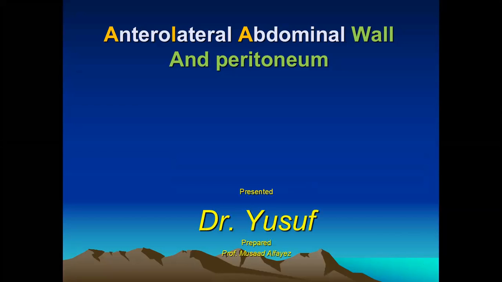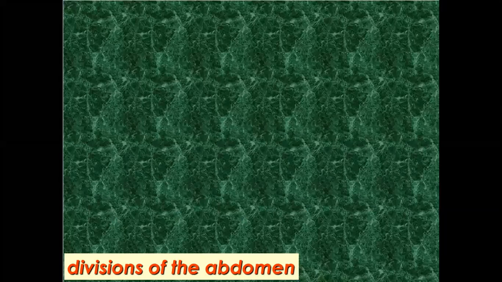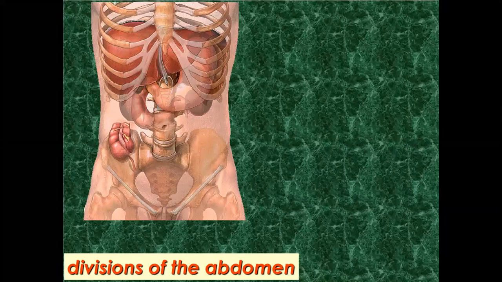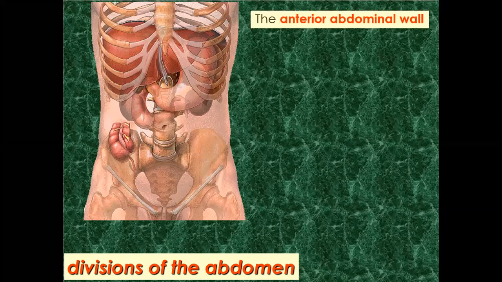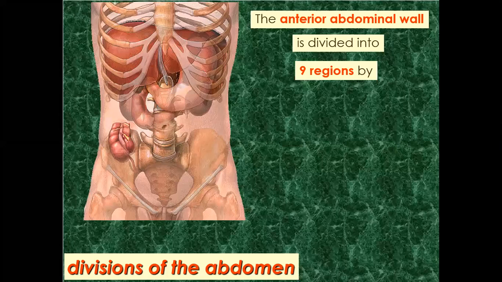Okay, so this is the first lecture for you in this GIS course, which is the anatomy of the anterolateral abdominal wall, usually called the anterior abdominal wall, as well as the peritoneum. If you see the abdomen, usually it has divisions. The whole of the anterior abdominal wall is divided into 9 quadrants, or it is also called 9 regions.